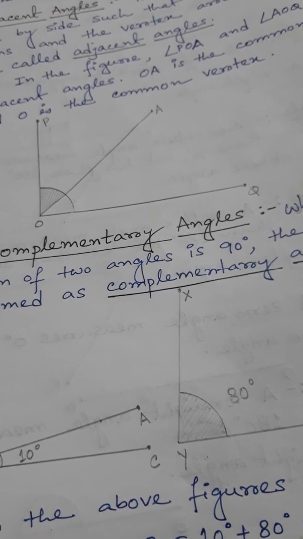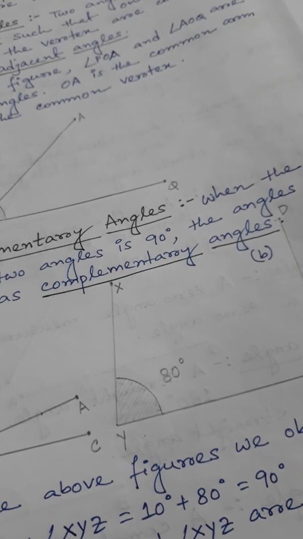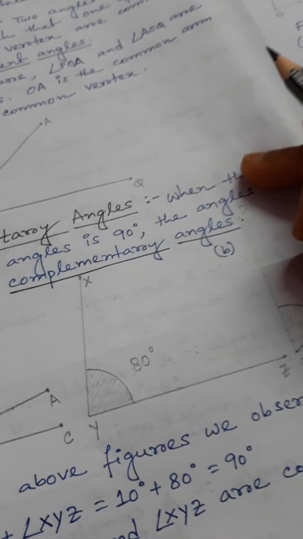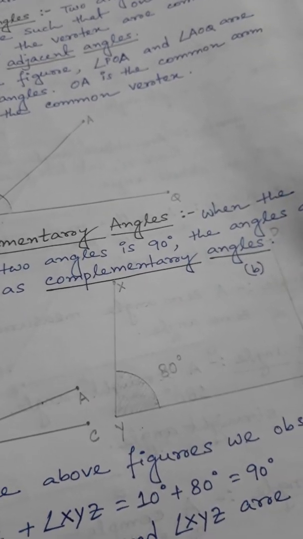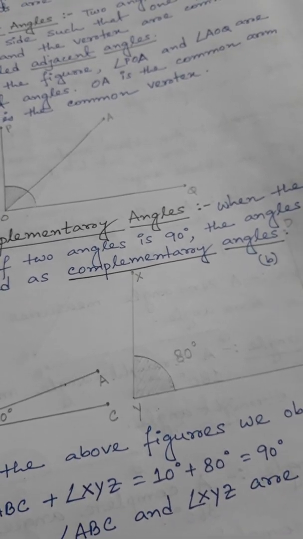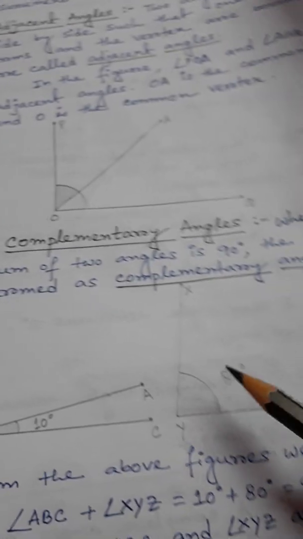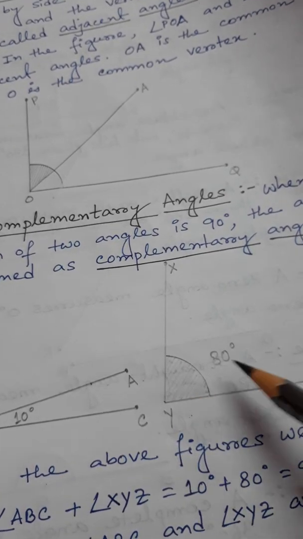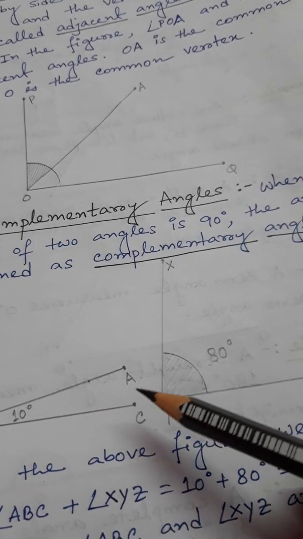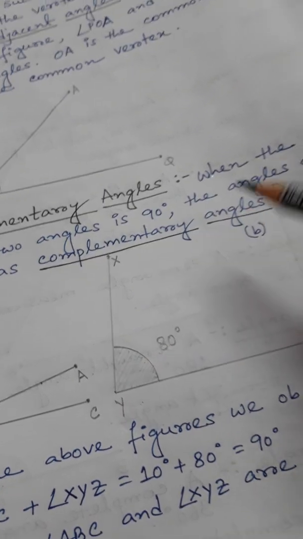Next is complementary angles. When can we say angles are complementary? Let's see the definition first. When the sum of two angles is 90 degrees, the angles are termed complementary angles. Here this angle is 10 degrees and this angle is 80 degrees. If we add 80 plus 10, we get 90 degrees, so these two angles are complementary angles.